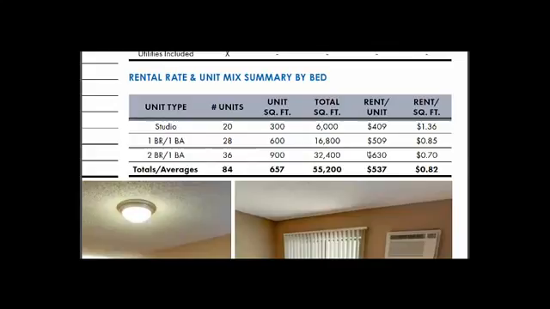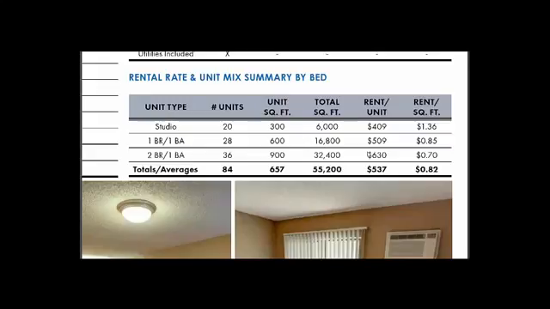What I'm going to do is take the information that's on this page. I've got three types of units. I've got a studio with 20 units, and it's got 300 square feet, and the average rent is $409, okay? Then I've got a one-bedroom, one-bath, and that is 28 units at 600 square feet, and that's $509. And then I've got a two-bedroom, one-bath, that's 36 units at 900, and that's $630, okay?